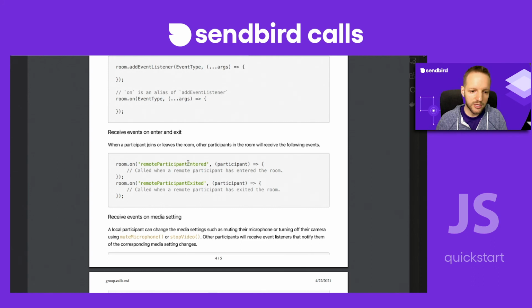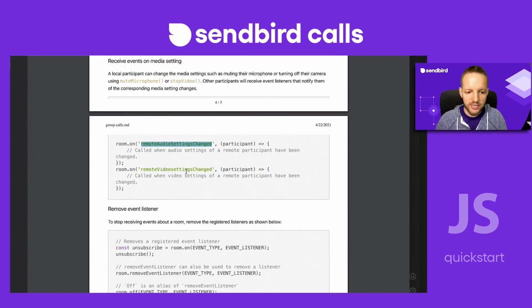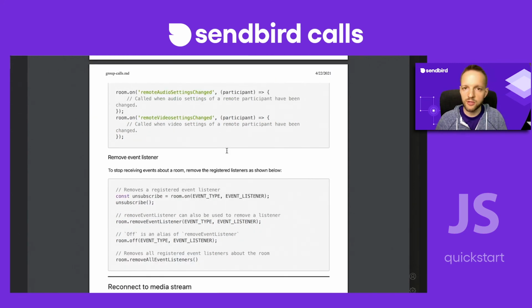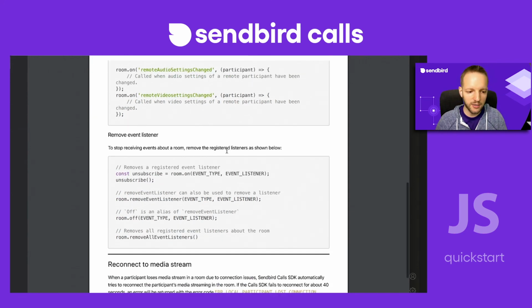So we have participant entered, participant exited, remote audio settings changed, remote video settings changed. Again, this is if they mute themselves, or if they don't, you can show a little icon, and these events will allow you to know when that changes, and will enable the UI to be updated accordingly.